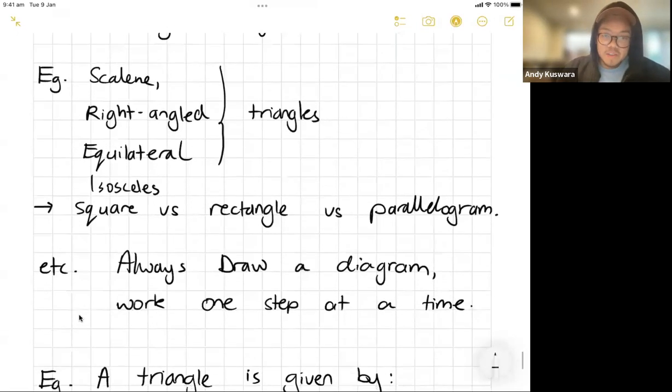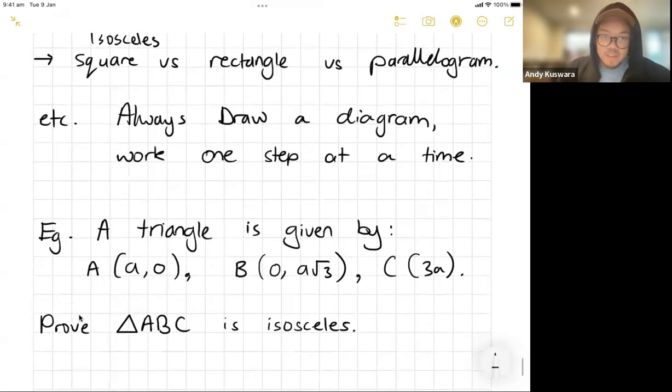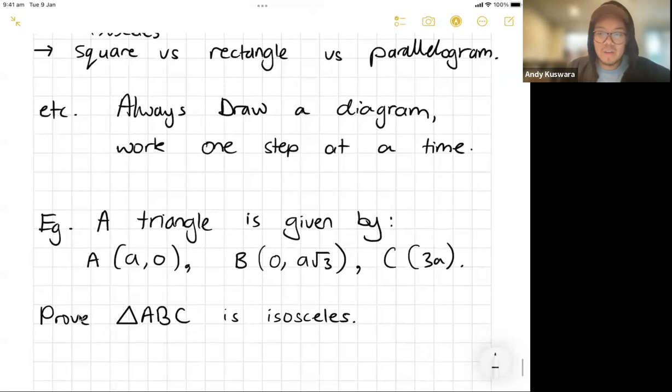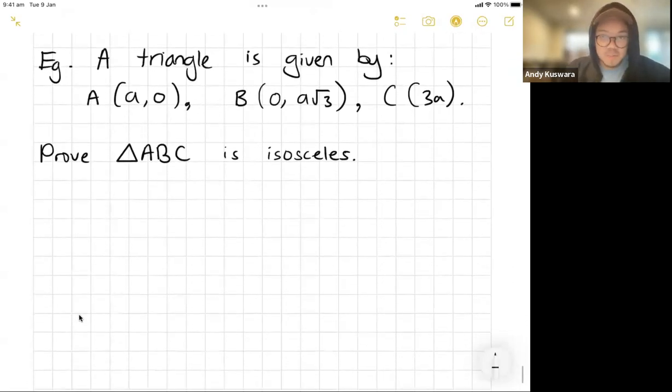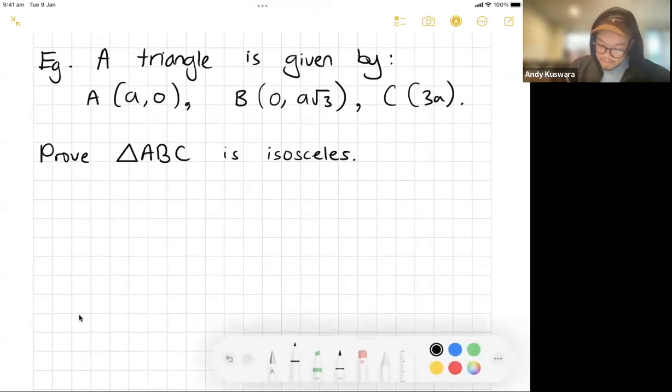And then the other geometrical things that they love to play on is just remember the difference between a square, a rectangle, and a parallelogram. And I can't stress this enough. Draw a diagram, okay, and work one step at a time. So it says here a triangle is given by (a, 0), (0, a root 3), and I should have written, pretty sure it's (3a, 0).